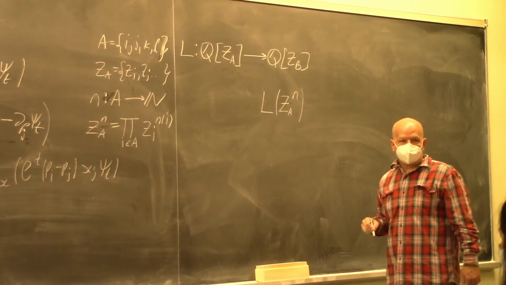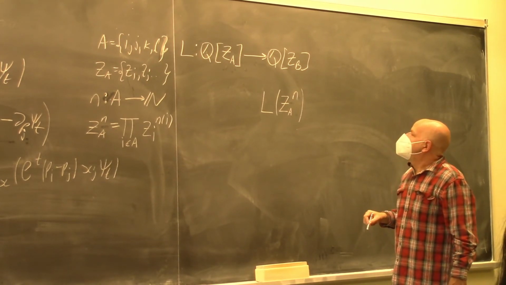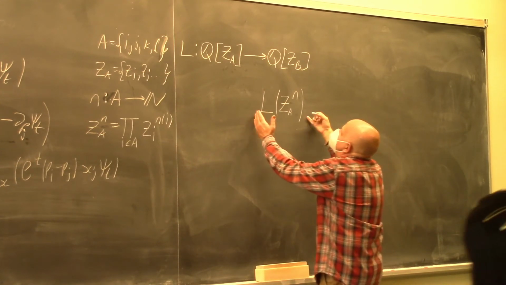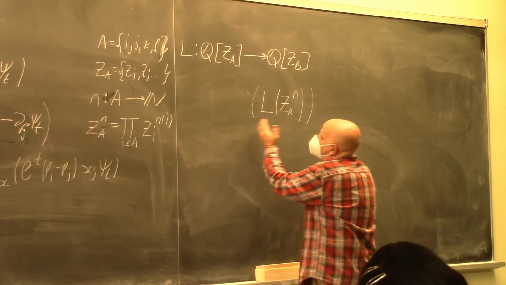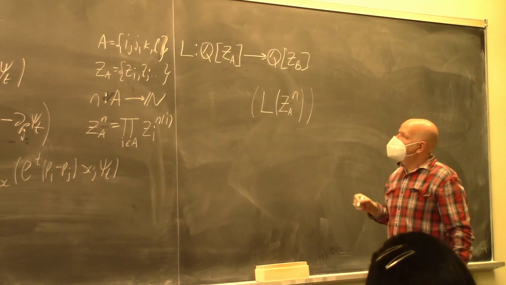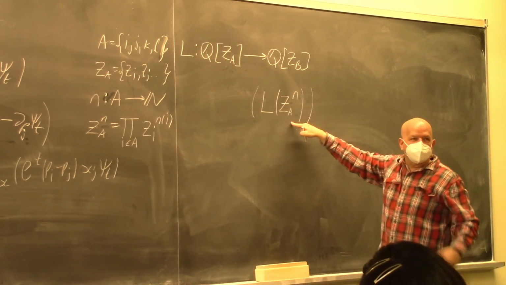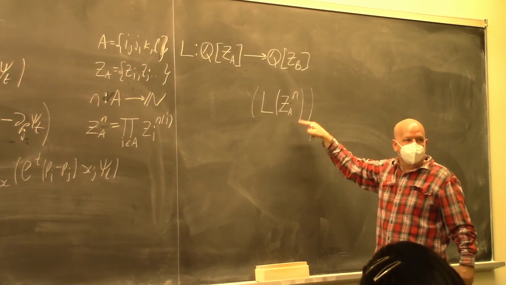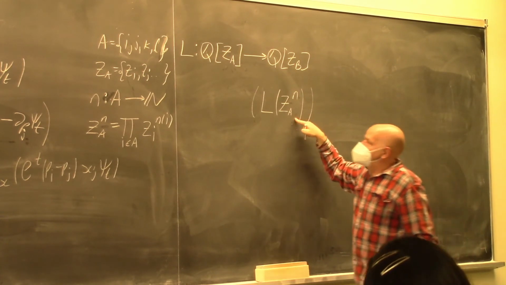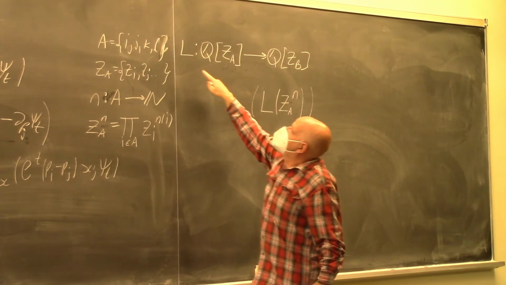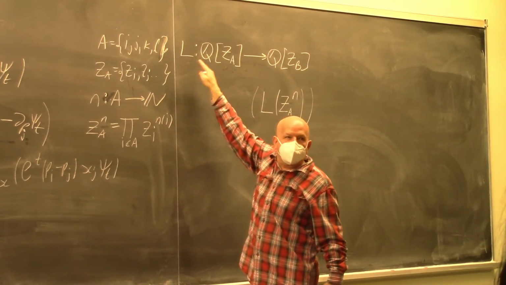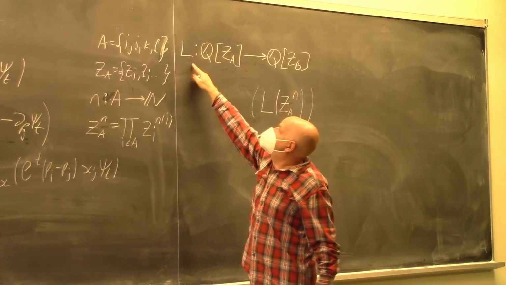Okay? So I have this sequence of things. And this sequence of things, it's not really a sequence, it's a multi-sequence. It's a sequence depending on several indices. So this sequence of things determines the function L. Determines the map L.